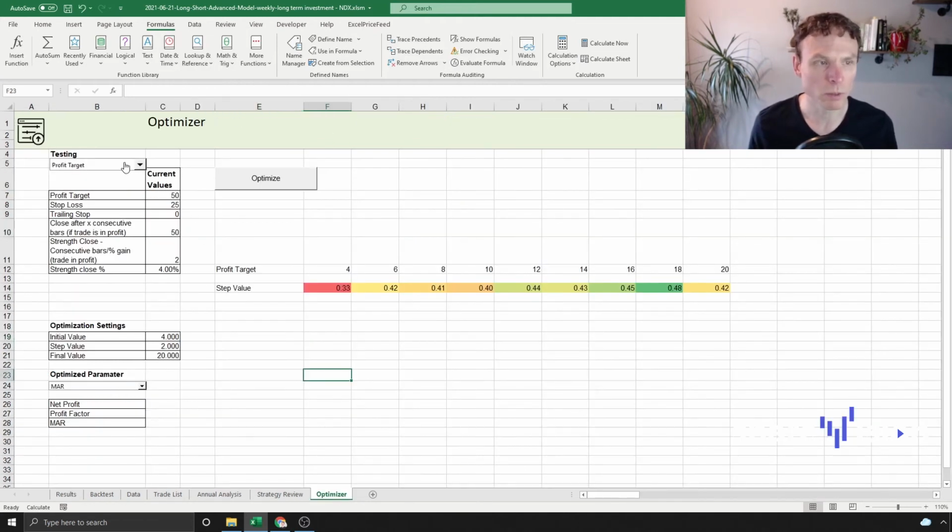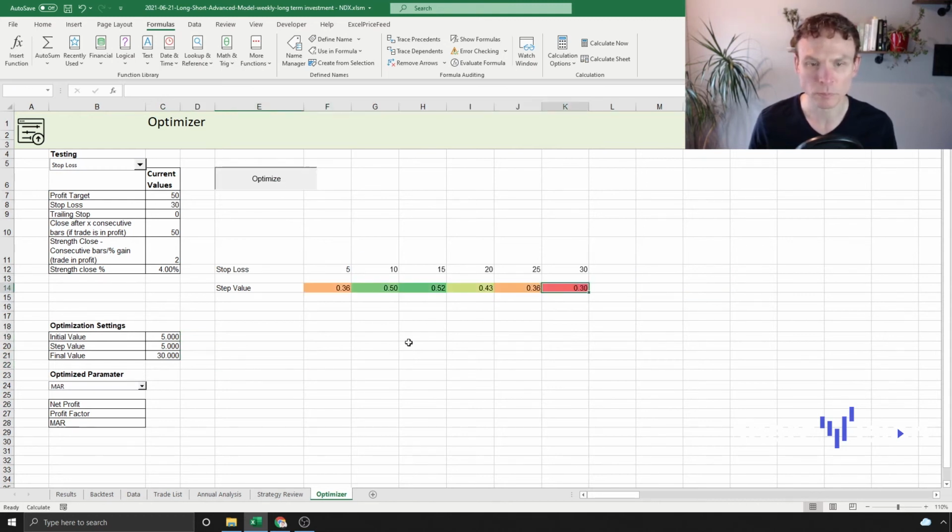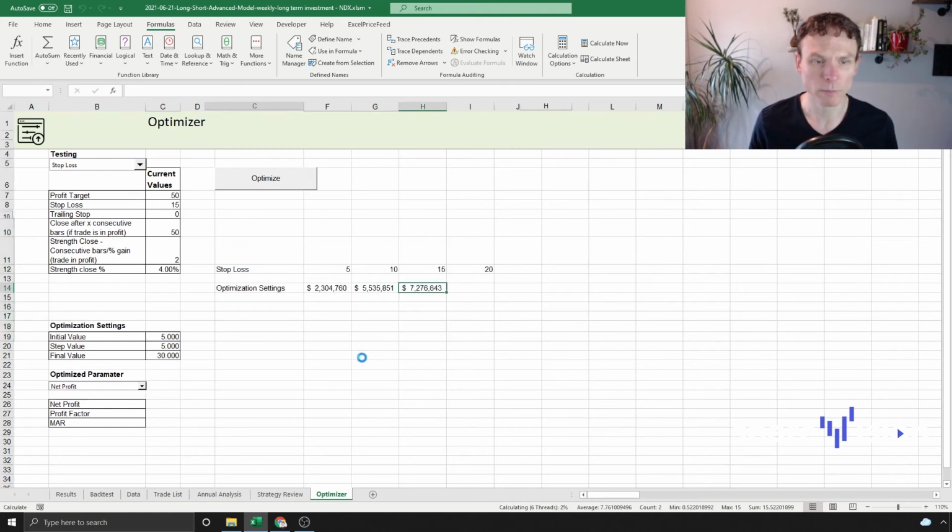In fact, we've got an optimizer in this model as well, which is really easy to use. So let's have a look at our stop loss. So initial value of 5, step value, how big a step to use in your optimizer, and a final value. And then we click optimize. So it's going to run through very quickly the range of values. And I'm actually optimizing for MAR ratio here. You can see it goes to 15. If I was to optimize for net profit, I get a slightly different result.